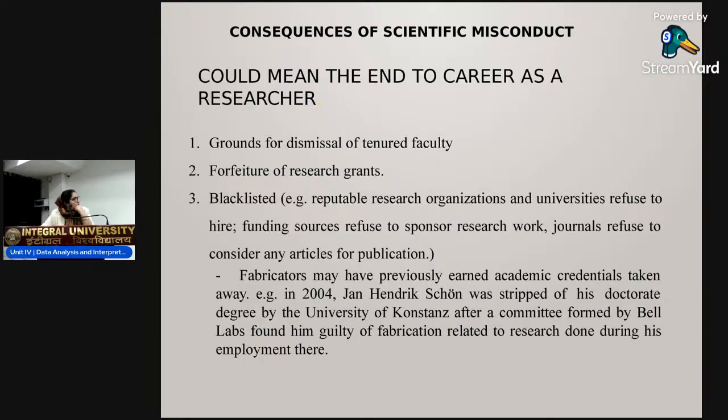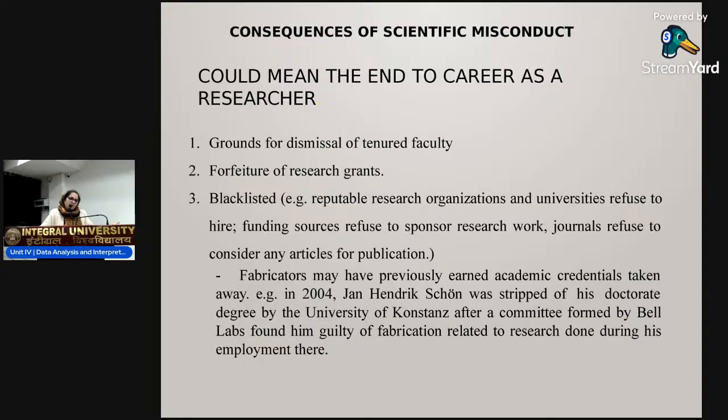The consequences for scientific misconduct could mean the end to a career as a researcher, grounds for dismissal of tenured faculty. So it can become a ground for dismissal of a tenured faculty. Tenured faculty is a permanent faculty, kind of, right? Forfeiture of research grants. So if you are a PI on a funded research grant, on a government funded project or a non-government agency funded project, you may have to forfeit the grant.